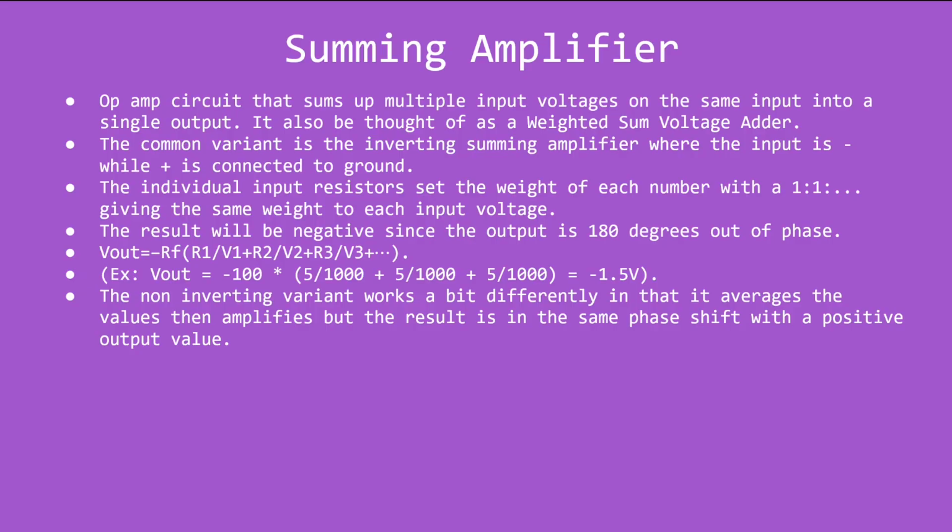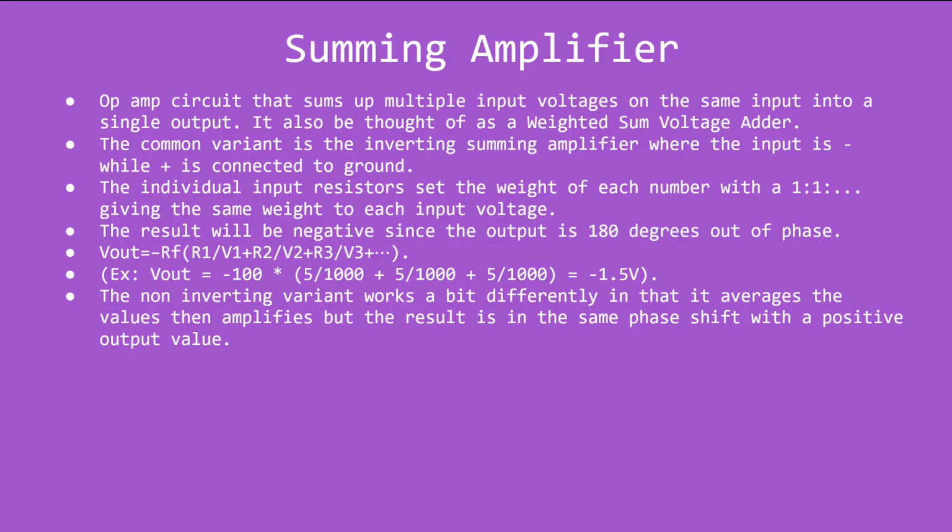All right, next we have the summing amplifier, which sums up multiple input voltages all tied to the same input into a single output. It also might be better understood as a weighted sum voltage adder. The more common variant is the inverting summing amplifier, where the input is on the inverting input and the non-inverting input is simply tied to ground. Each individual input voltage gets its own resistor, which weighs the inputs, where a 1-to-1, as many inputs as you actually have, gives them all equal weight. The result will be negative since the output is 180 degrees out of phase.